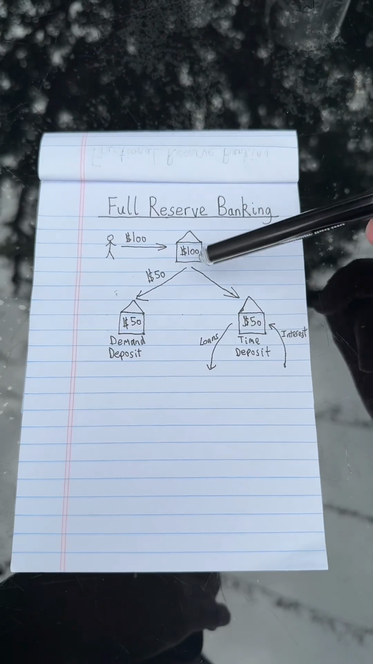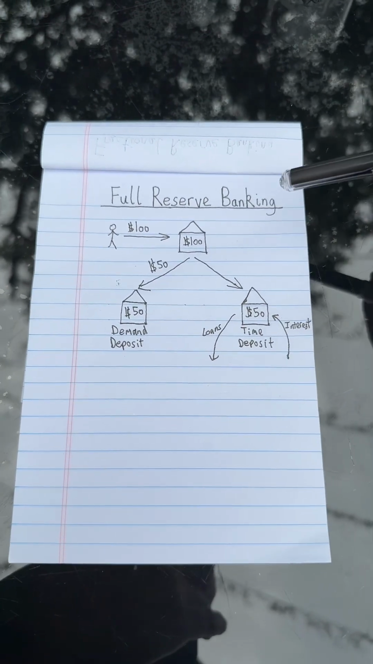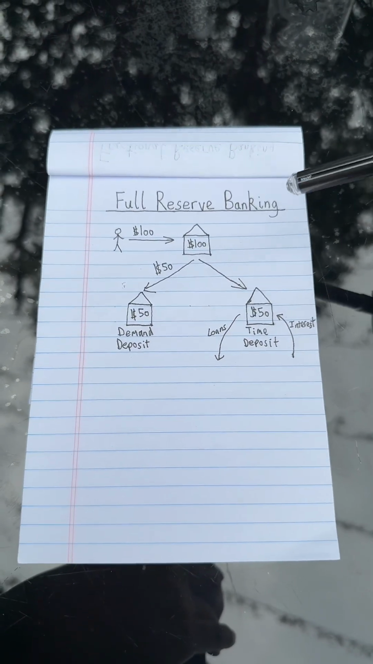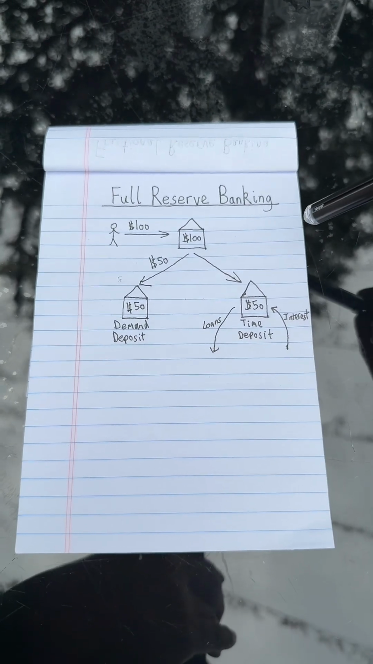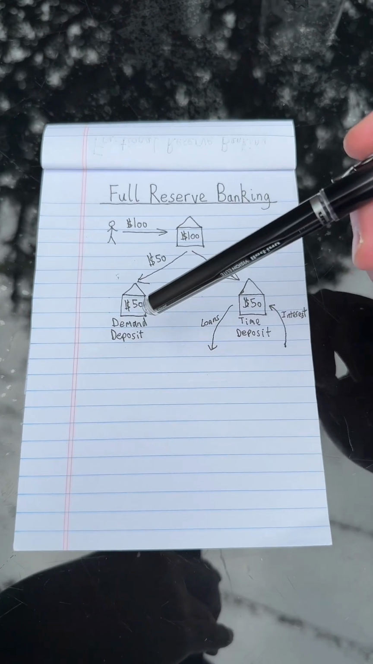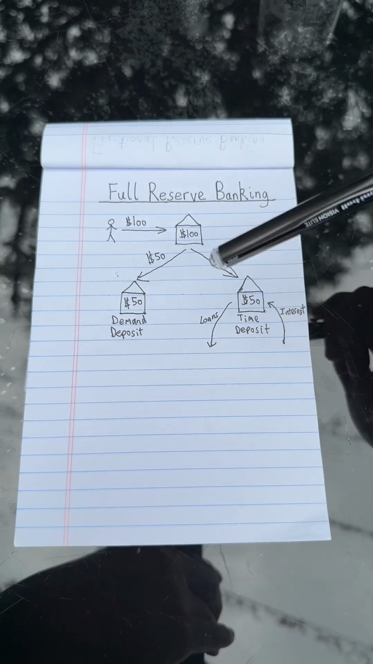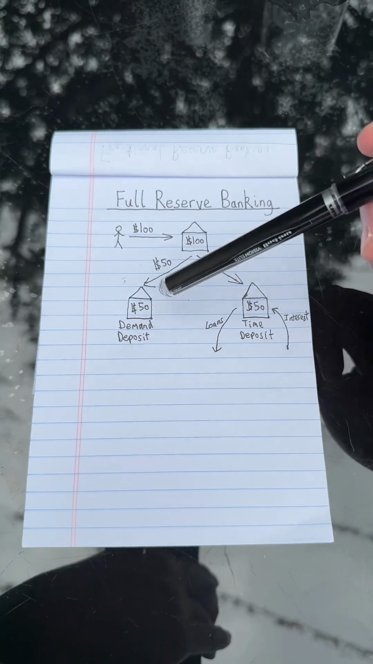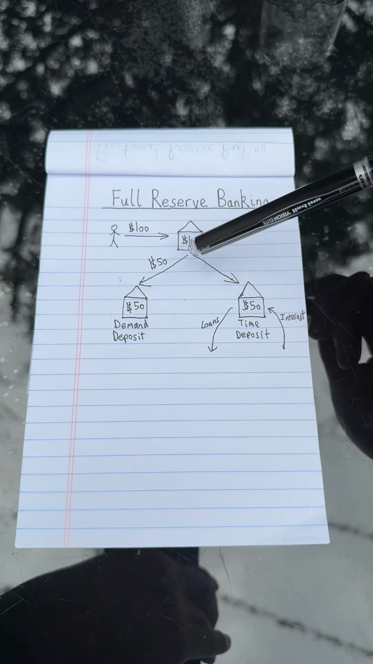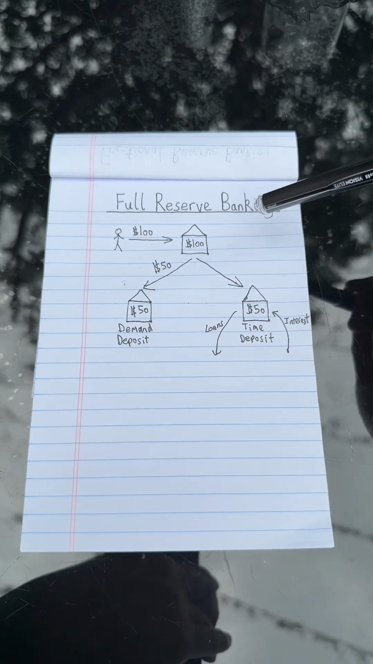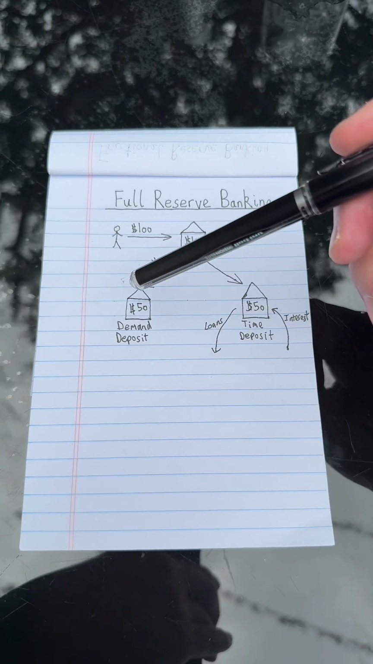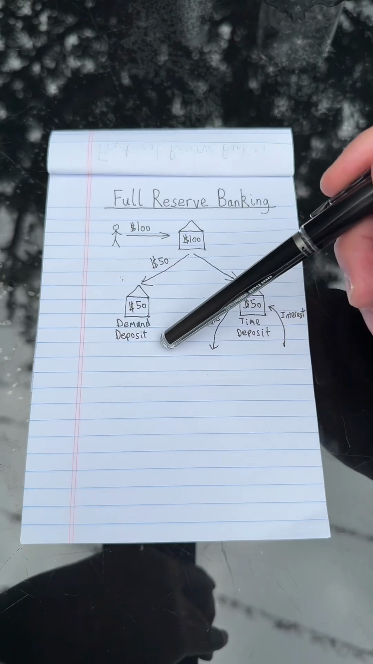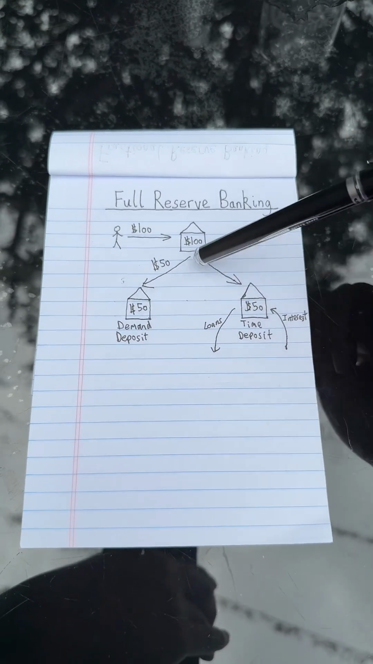Now, you may wonder how the bank would make money from your deposit if it cannot loan it out and collect interest. But under the full reserve banking model, you can have demand deposits and time deposits. And demand deposits are deposits where you can withdraw money anytime you want. And under full reserve banking, the bank would keep your full demand deposit in reserve and make it available for you for withdrawal anytime you want.